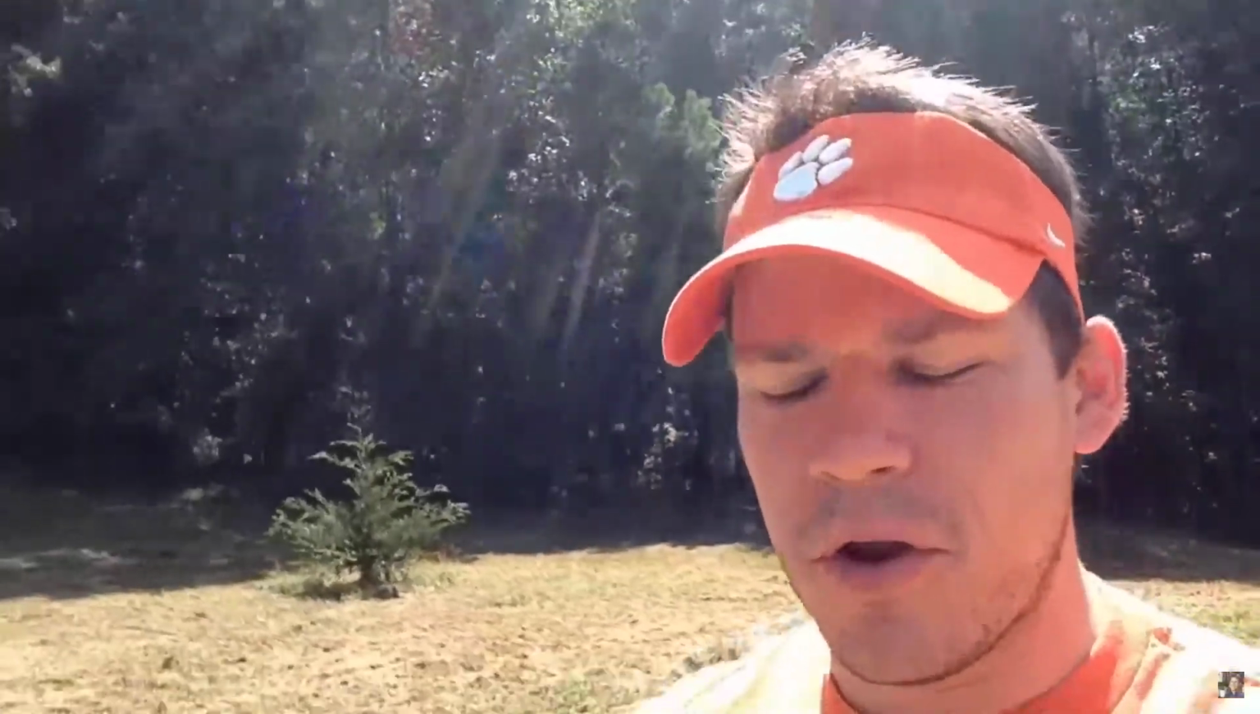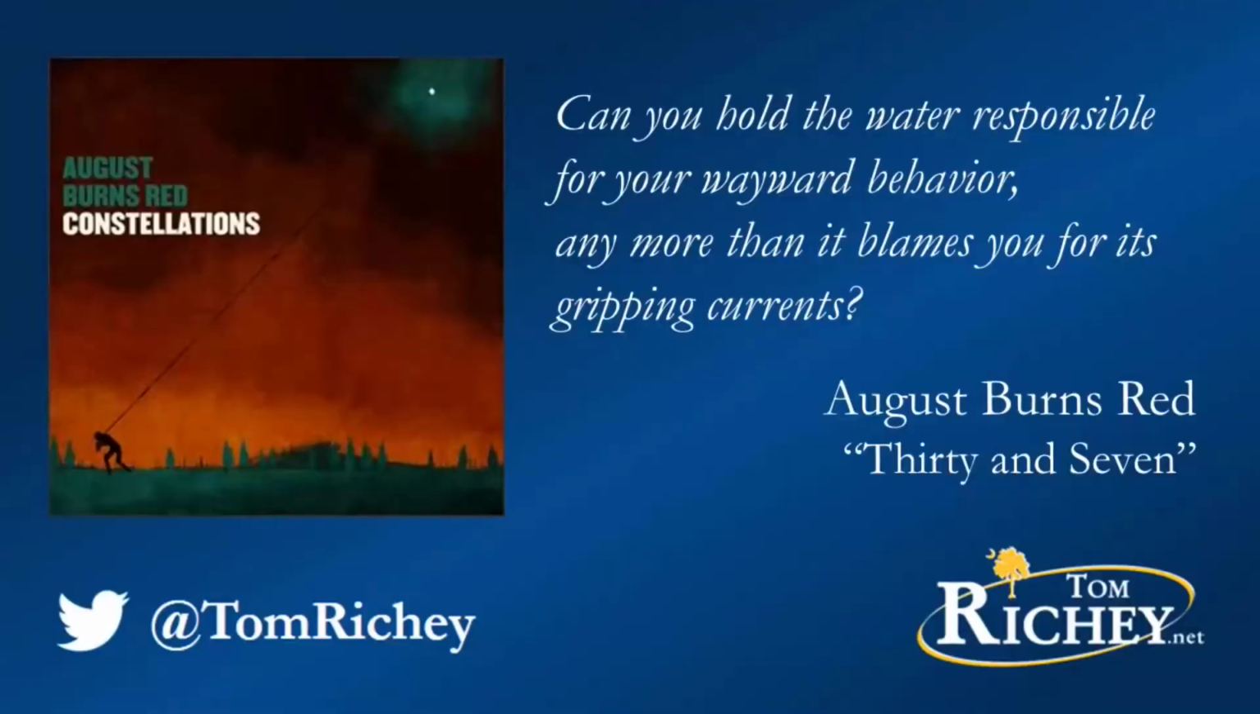Now, August Burns Red, a Christian metal band, employed this tradition, but really made a song using this text, a song that really emphasizes not so much dependence on the favor of God, but more self-reliance. In this song, the recurring lyric is, "Your mind is the mountain before you," that you are miserable because you have made yourself miserable. It says here, "Can you hold the water responsible for your wayward behavior any more than it blames you for its gripping currents?" So are you going to sit there and try to blame something else because you're miserable? Or are you going to realize that you are responsible for your own state of mind? That's what they're really getting at here.